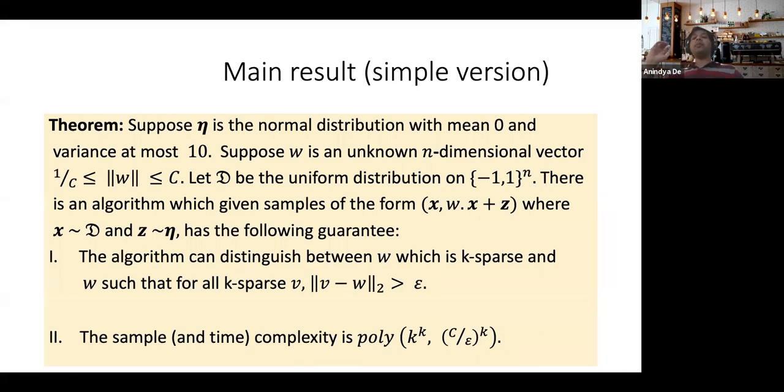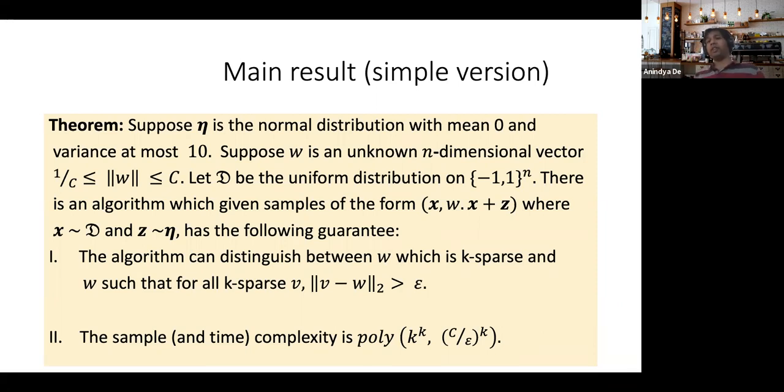And let D be the uniform distribution on the hypercube. Then if the algorithm receives samples of the form x comma w dot x plus z, where z is drawn from the noise distribution and w is this unknown vector, then the algorithm will take a number of samples polynomial in k to the k, so singly exponential in k, and can distinguish between w being k-sparse and w being epsilon far in 2-norm from every k-sparse vector. This was the first result I stated earlier, so I'm just formally stating it. Does this make sense?